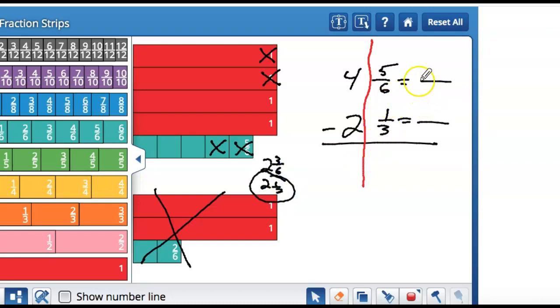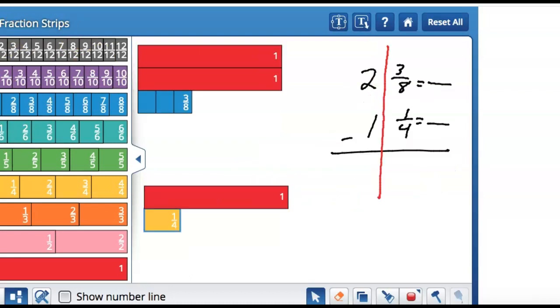So let's do it the traditional way. We know we're going to use 6 as our common denominator. So this is going to be 2/6. We subtract it, we get 3/6. We know that's equal to 1/2. And on this side we have 2. Put it together and we have 2.5. That's one example. Okay, so our next example is 2 3/8 minus 1 1/4.